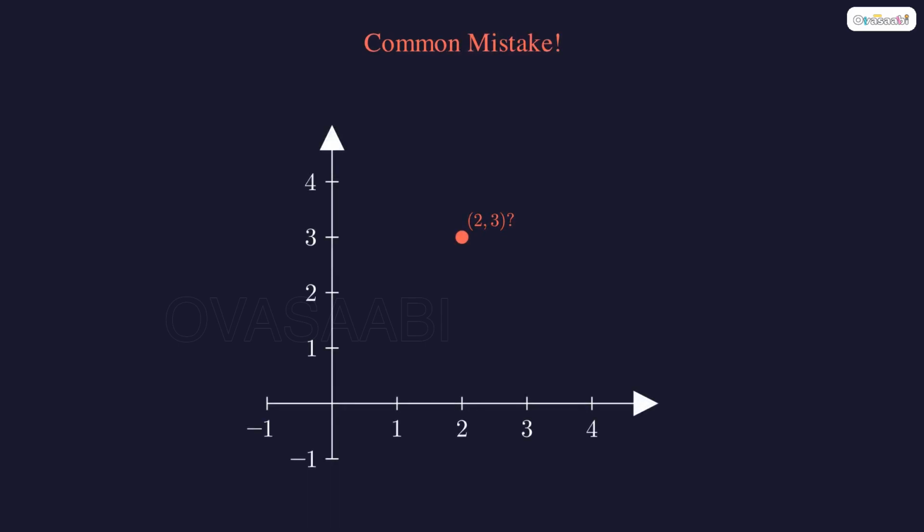Many students get this wrong. They swap the numbers. Point (3, 2) is not the same as (2, 3). Always remember, x comes before y, like the alphabet.